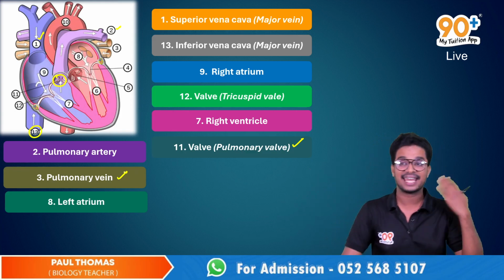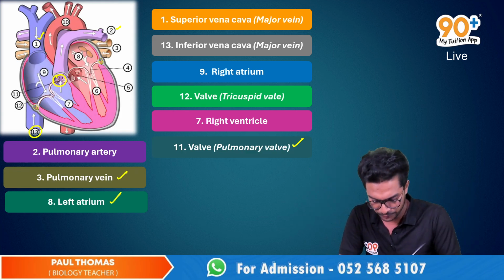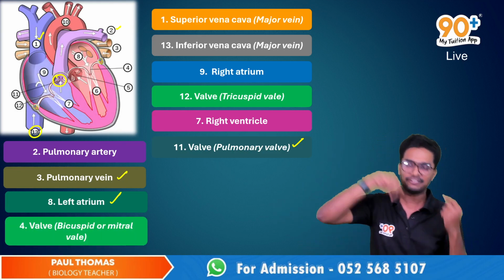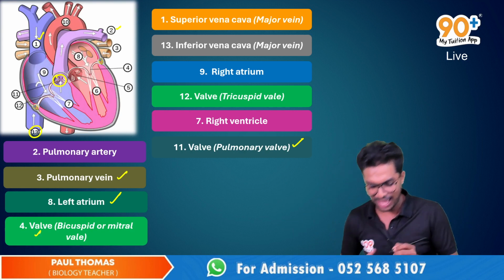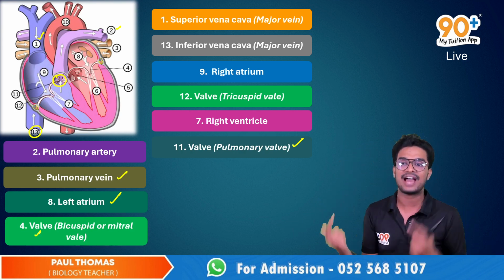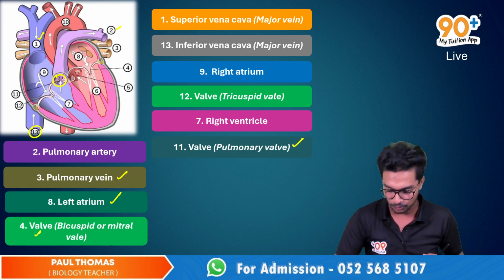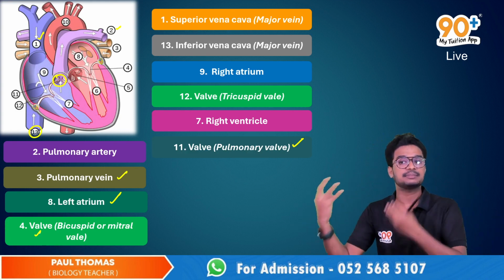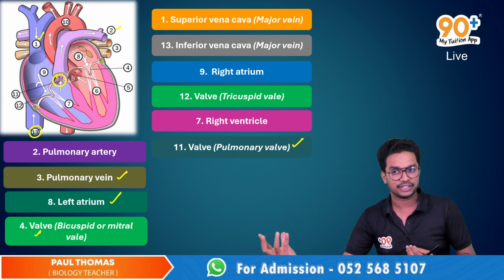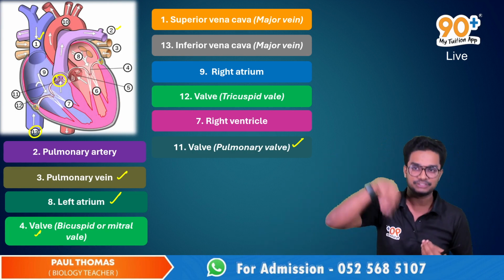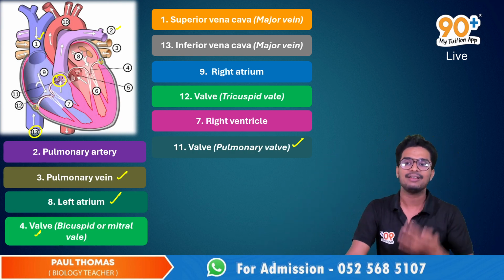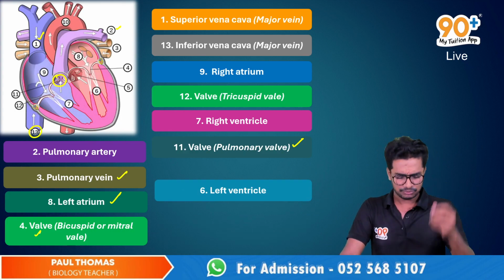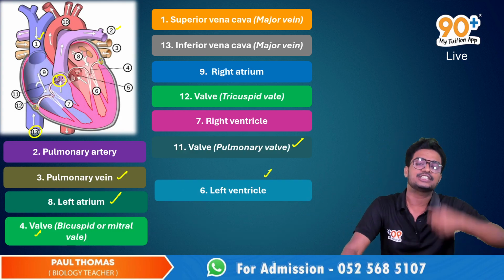So here is the eighth structure, that is the left atrium. In between the left atrium and left ventricle, there is another valve placed, and the specific name of this valve is the bicuspid or mitral valve. The oxygenated blood from the left atrium will be passed into the left ventricle by the opening of the bicuspid or mitral valve.